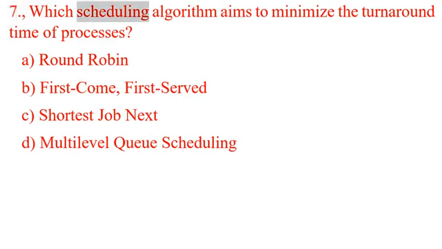7. Which scheduling algorithm aims to minimize the turnaround time of processes? A. Round robin. B. First come, first served. C. Shortest job next. D. Multilevel queue scheduling. Your time starts now.